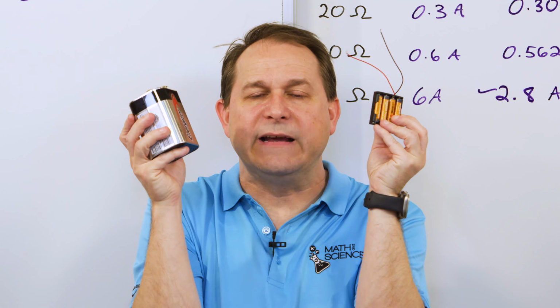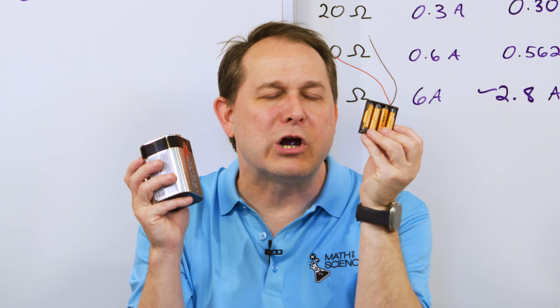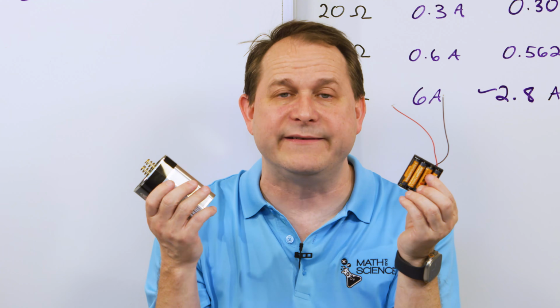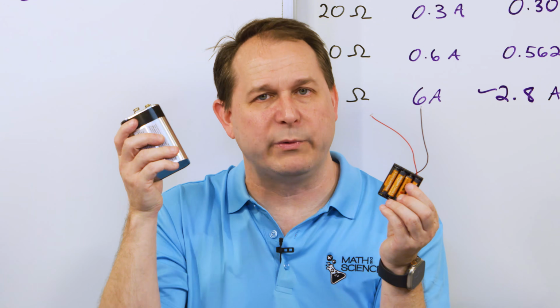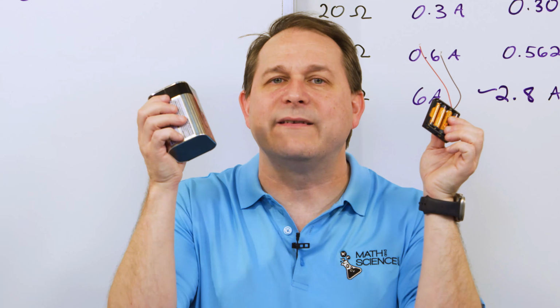Which one of these things do you think is going to have the bigger resistance? Actually, it's going to be this one. Smaller objects have bigger resistance because the electrons just have to cram through a smaller place to go anywhere. This thing has a lower resistance. So some of this effect can be described in terms of the resistance of the batteries.